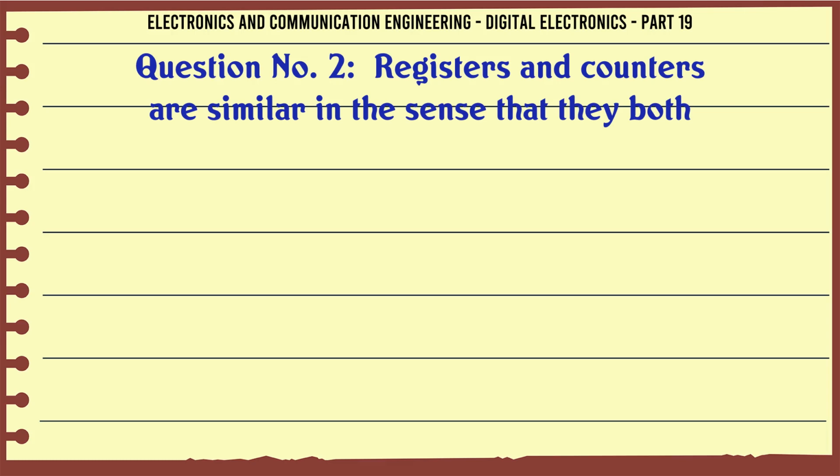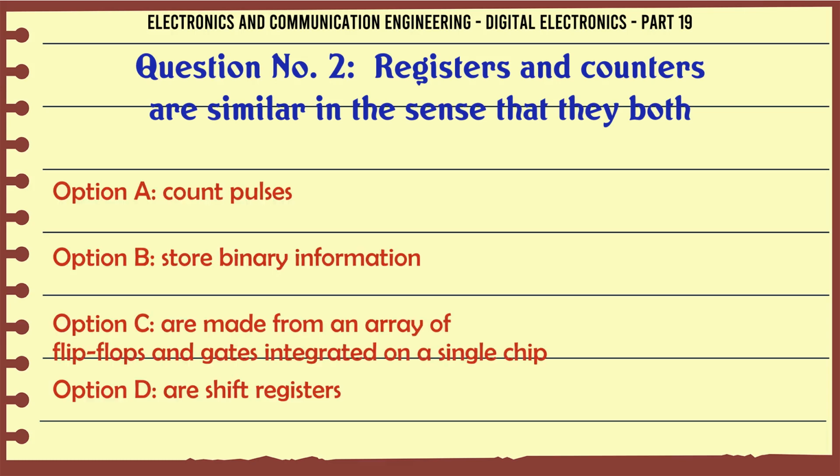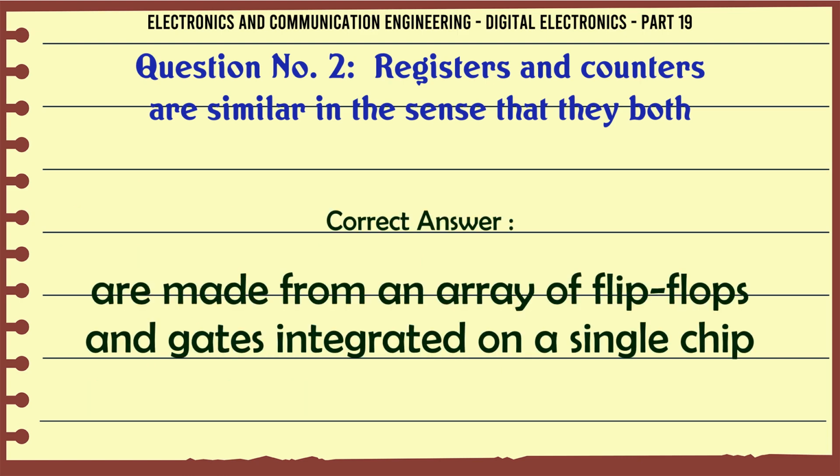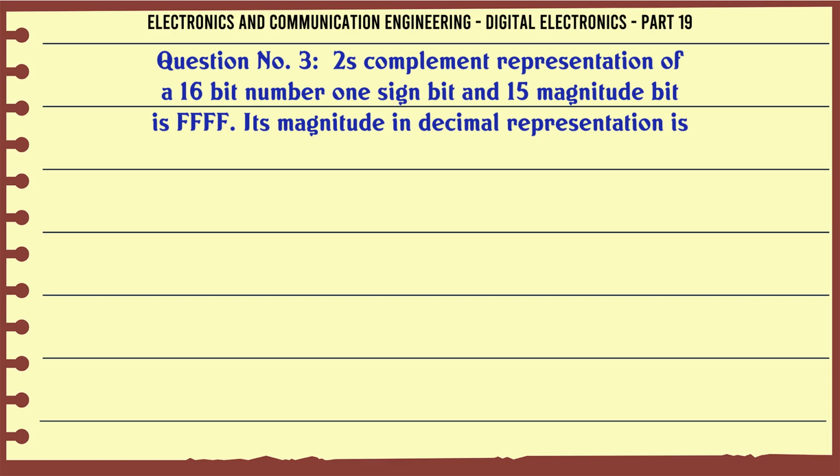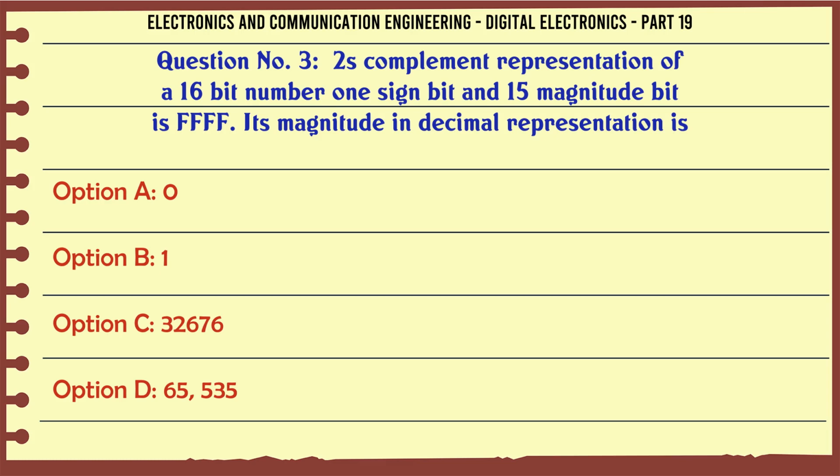Registers and counters are similar in the sense that they both: A. count pulses, B. store binary information, C. are made from an array of flip-flops and gates integrated on a single chip, D. are shift registers. The correct answer is are made from an array of flip-flops and gates integrated on a single chip.